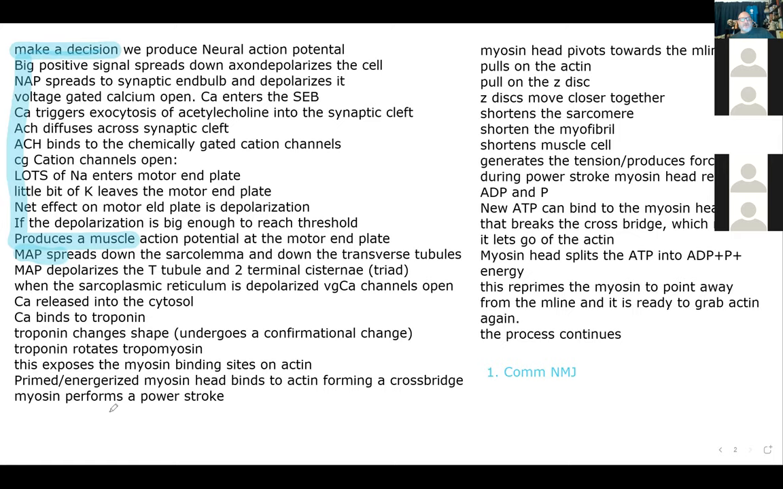Excellent. What is step two? Excitation. There you go. Sarah jumped ahead of me again. I love that. Excitation contraction coupling. Where does that begin? Yeah, basically where this one ended. Remember, because it's a continuous process, where one ends, the other begins. And where does excitation contraction coupling end?